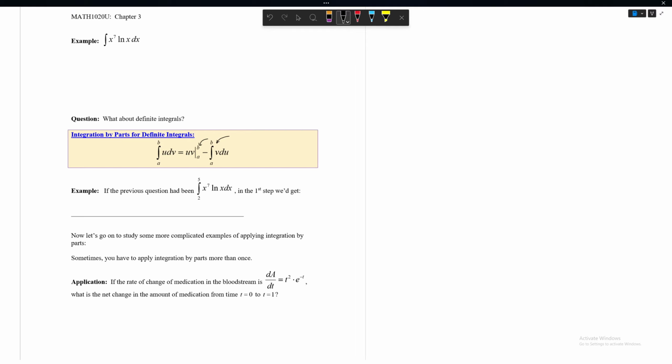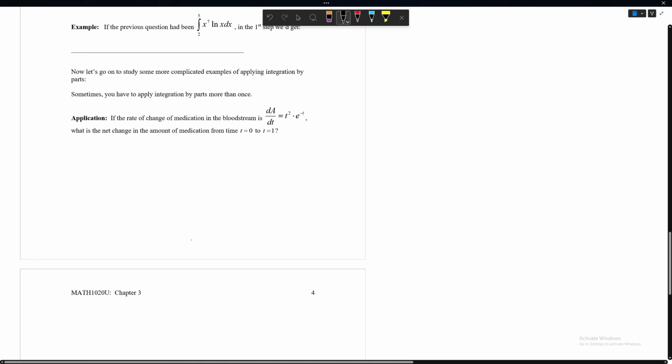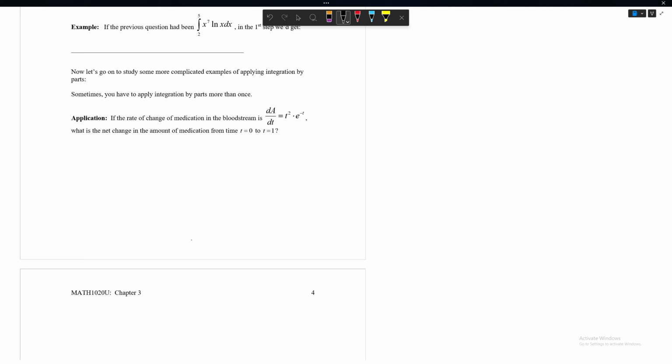All right. So here, if the rate of change of medication in the bloodstream is dA over dt, what is the net change in the amount of medication from time 0 to time t? So as soon as you have your dA over dt, this is basically saying A prime equals t squared times e to the negative t. And what this says is that this function is a derivative.